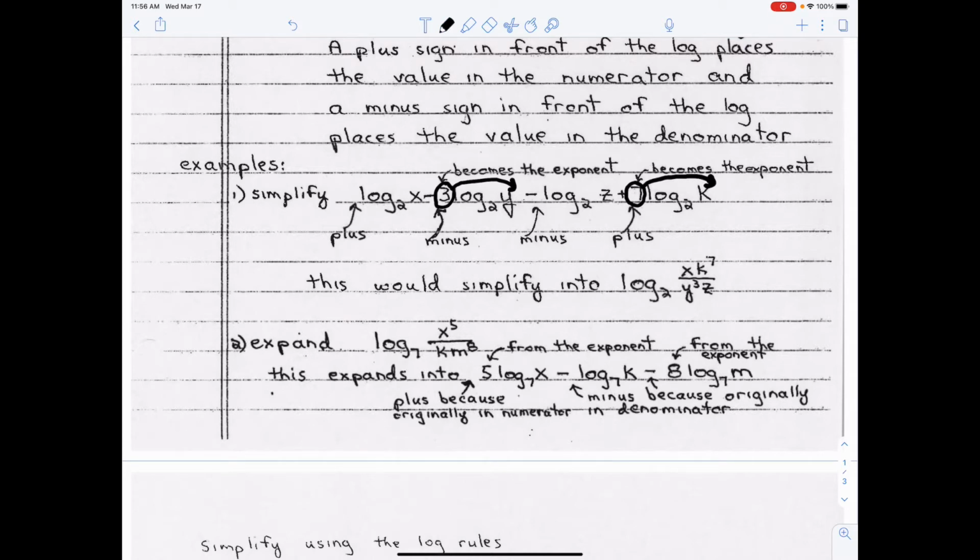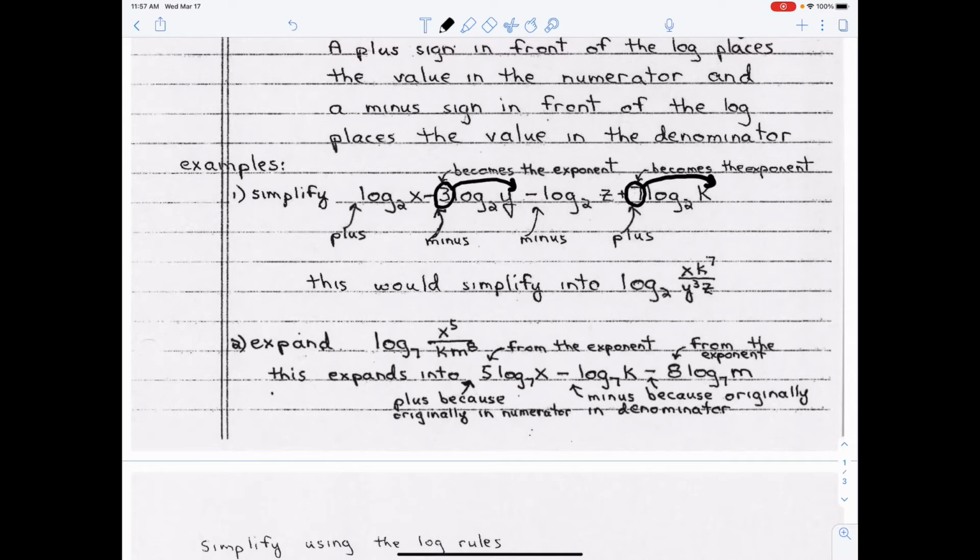Instead of just putting y in the denominator, we put y cubed, because the number in front of the log goes up into the exponent of the y. Instead of k in the numerator, we have k to the 7th, because the number 7, which is in front of the log, becomes the exponent for k.